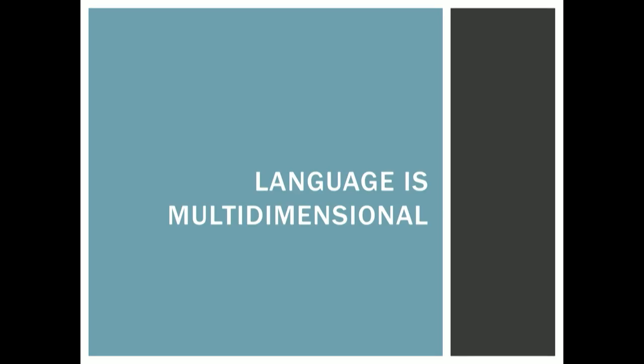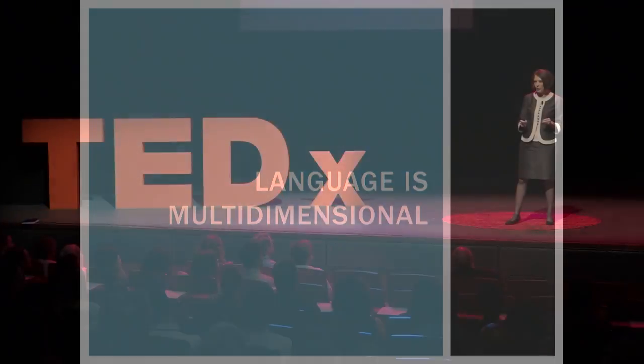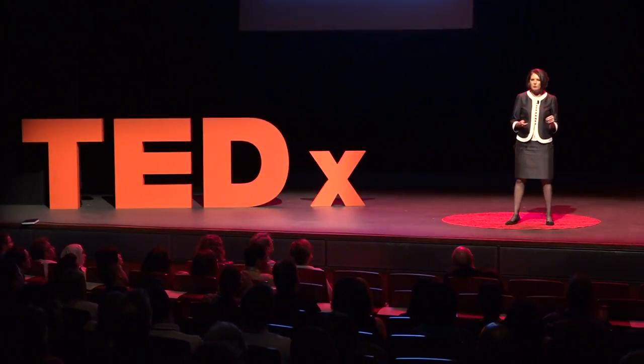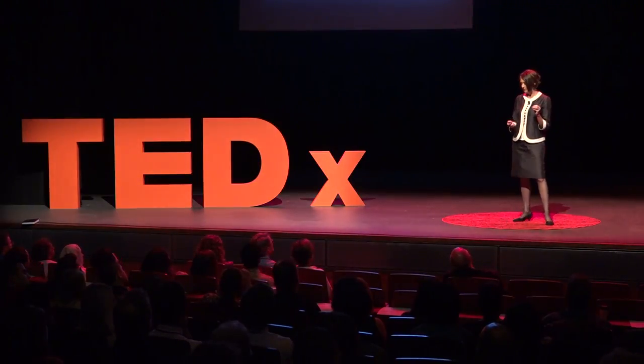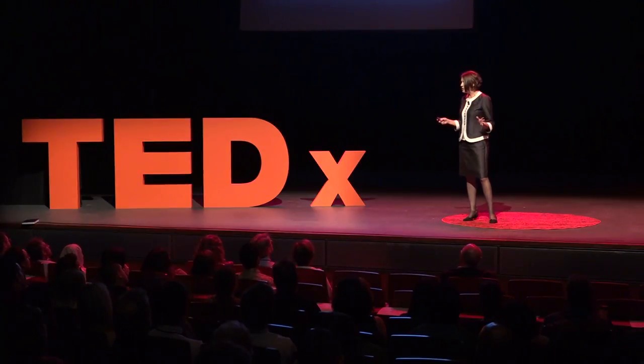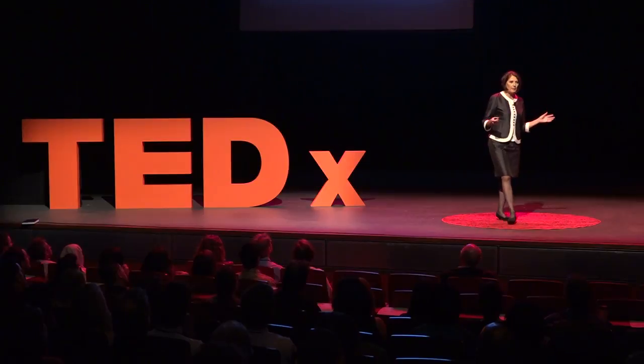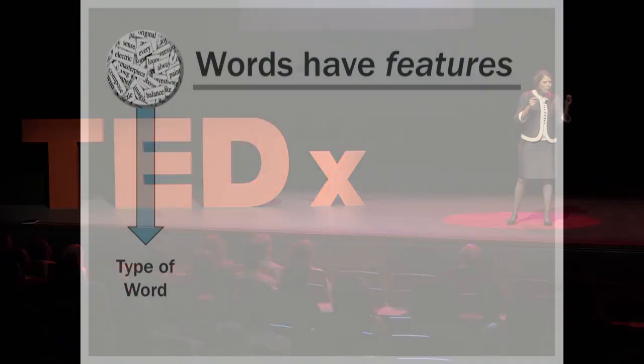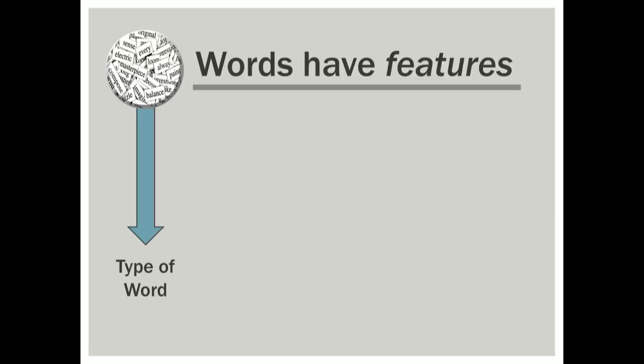But I'm talking about something beyond that. Language is multidimensional. It's more than the words, the sentence, and the semantics. So let's think about words. Words have features. So for example, we already talked about a word being a type of word. But the type of the word, its nounness, has importance for our understanding. Its conveying of an action has importance for our understanding of language.